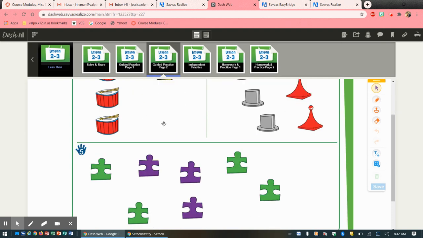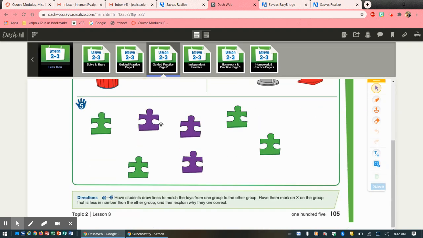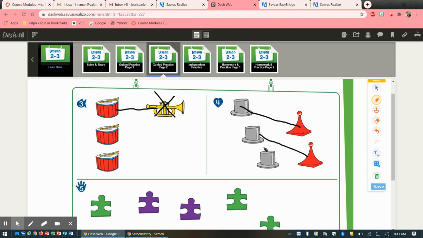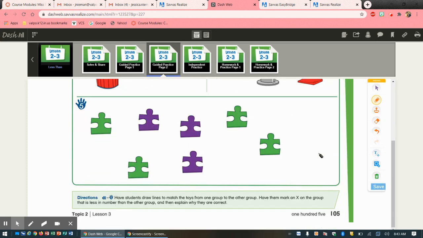All right, for number 3, we're going to draw lines to match the choice from one group to the other group and mark an X on the group that is less than in number than the other group. Same thing for numbers 3 and 4. We're drawing a match. I had one drum to match the trumpet. I have 2 extra drums. Which one is less than? You're right, it's the trumpet, so we're going to mark an X. All right, I've got a hat and a jack. Drawing a line, drawing a line. I have an extra hat. That must mean that I have less jacks. Marking an X on my jacks. Nice job.